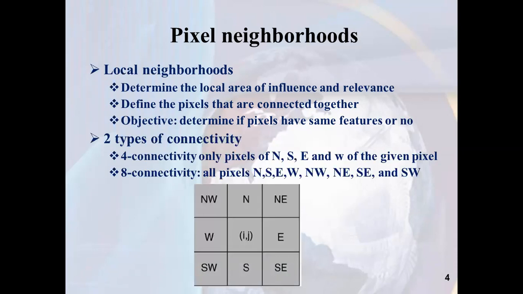So we have 2 types of connectivity. The 4 connectivity, where we take only the north, south, east and west. يعني باخد بس اللي فوق واللي تحت وعلى يمين وعلى شمال. This is the 4 connectivity. The 8 connectivity, which is the most used type of neighbors, باخد الwindows, all these 9 pixels. These 9 pixels constitute the neighborhood of the pixel ij.